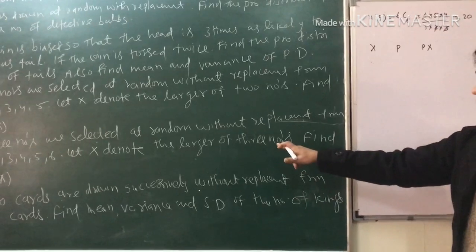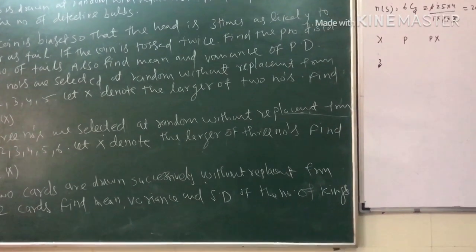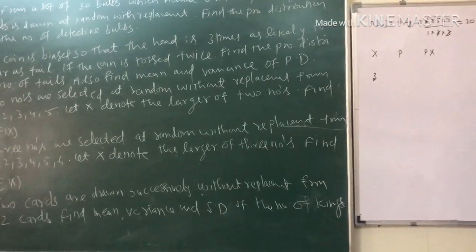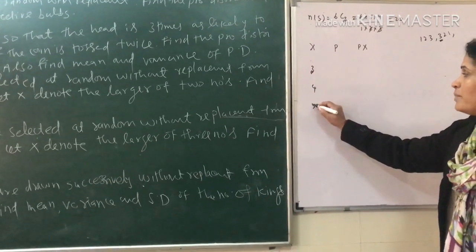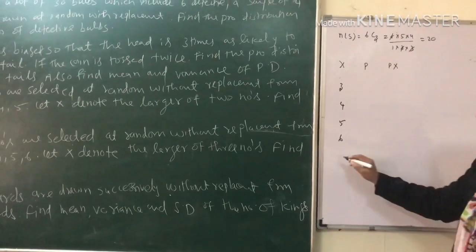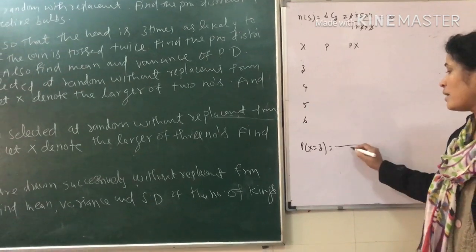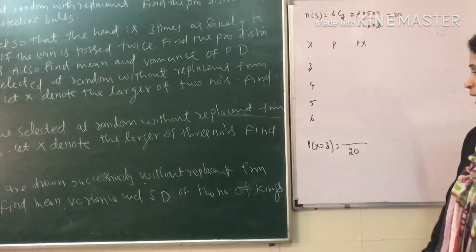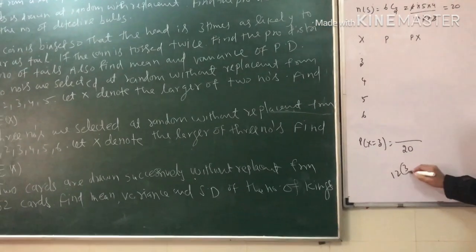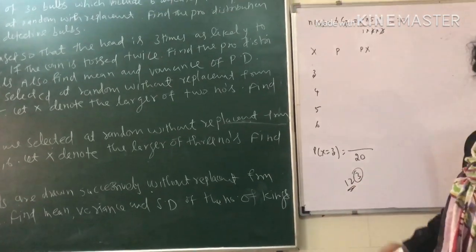So X denotes the larger of 3 numbers, that means like this, 1, 2, 3, 3, 2, 1. So what is the larger number here? 3. Like 4 is the larger number, 5 is the larger number, 6 is the larger number. Now how to find the probability of this? Now probability of X is equal to 3. You know total is how much? Total sample points we have is 20. X is equal to 3 means out of 3 digits, 3 is the larger number. So how many digits remaining do you have to select?